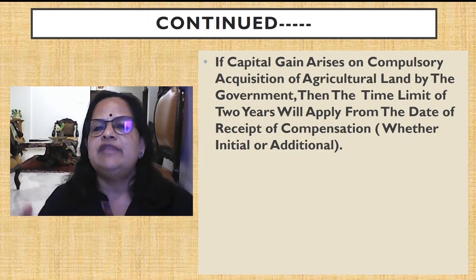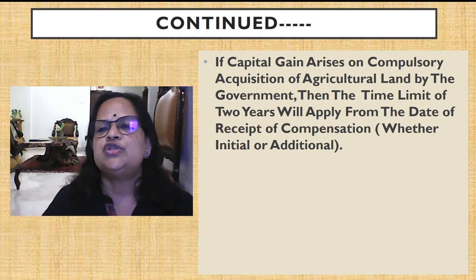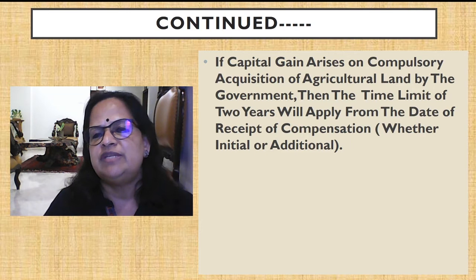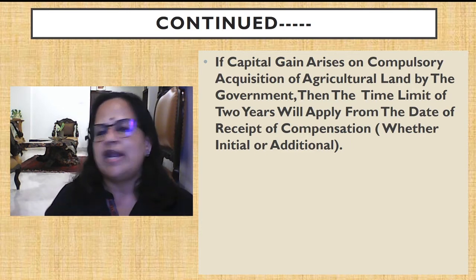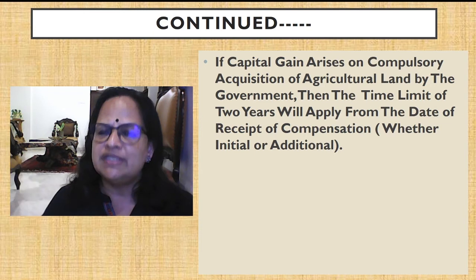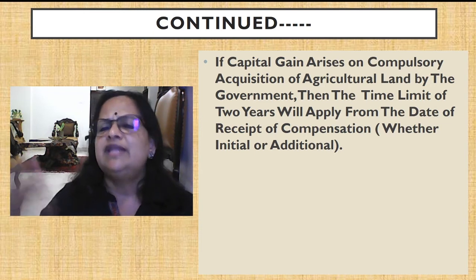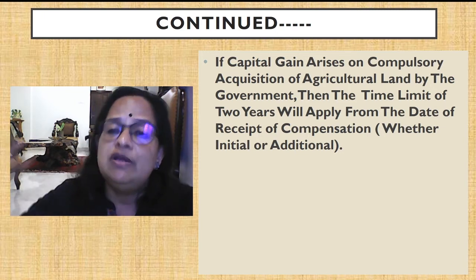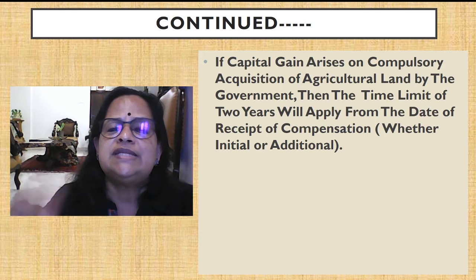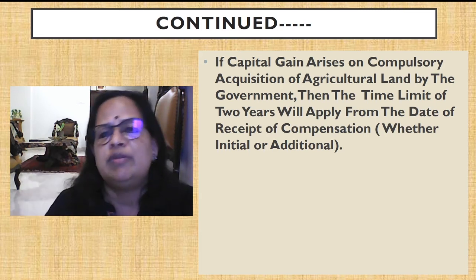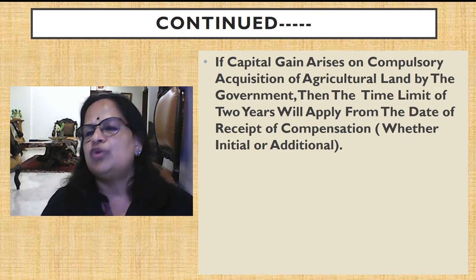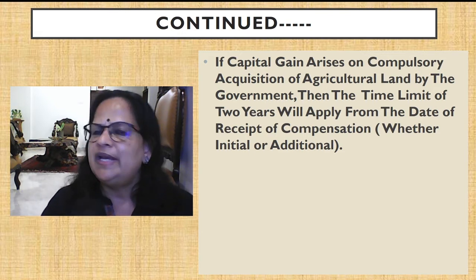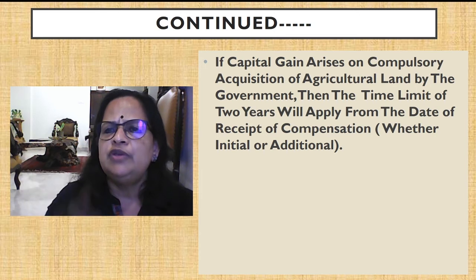Now, continuing, if capital gain arises on compulsory acquisition of agricultural land by the government, then the time limit of 2 years will apply from the date of receipt of compensation, whether initial or additional. You know that whenever government is acquiring something compulsorily, cases will be there, and government payments sometimes can get delayed. So sometimes this time limit of 2 years will get extended if it is compulsory acquisition of agricultural land by the government. It can be for a flyover, road construction, a metro, anything like that. You have to remember that sometimes government will acquire the property compulsorily.